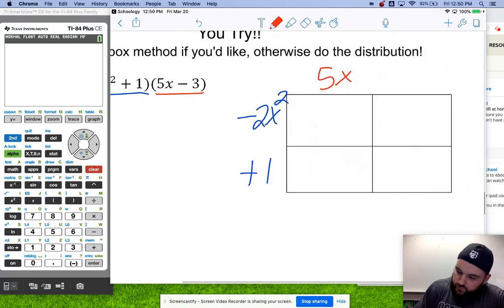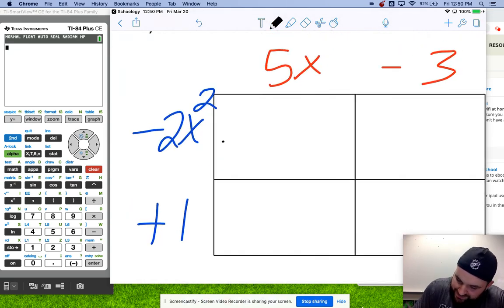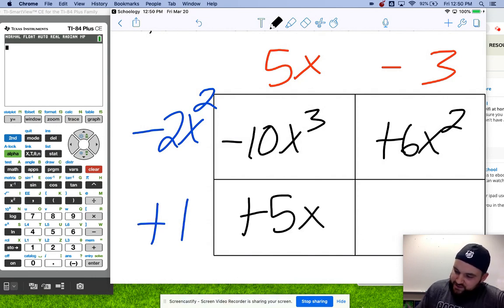Okay. So I'm going to go ahead and fill out the boxes by multiplying. So this would be negative 10x to the third, because I have two x's with one x. Okay. Upper right, I got positive 6x squared. Lower left, I have positive 5x. And lower right, 1 times negative 3 is negative 3.